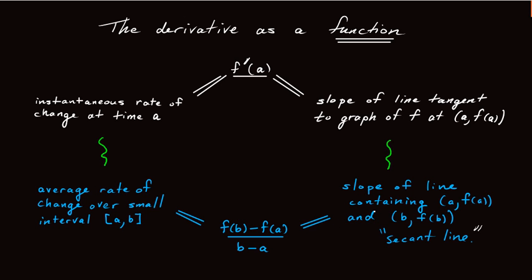Okay, now we want to think of the derivative as a function. In particular, given any particular a, we can try to compute f prime of a. So that gives us a rule that assigns to every a an f prime of a.